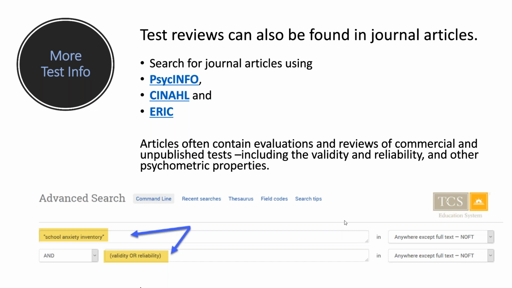So articles often do contain evaluations or reviews of commercially published or unpublished tests. You can use validity or reliability as key terms when you're searching for a particular measure. So for example, in this screenshot, I have the school anxiety inventory, and then I searched for validity or reliability, I think in PsycInfo.